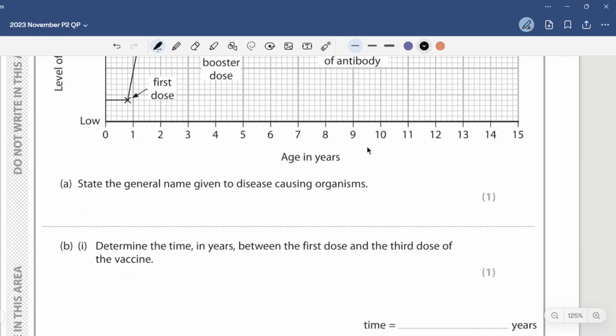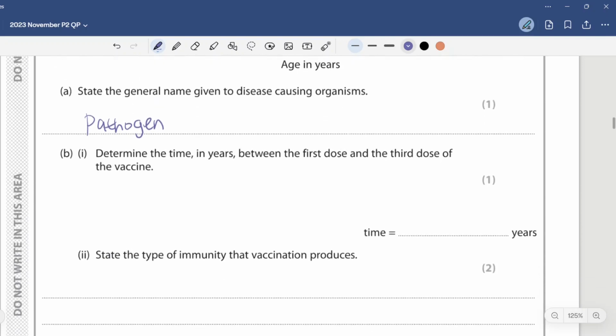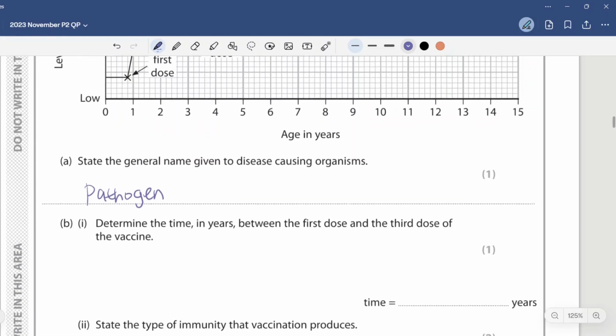State the general name given to disease-causing organisms. That would be pathogen.